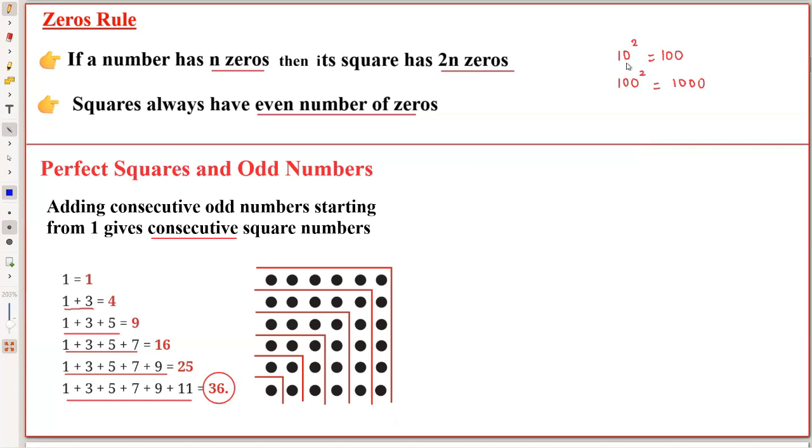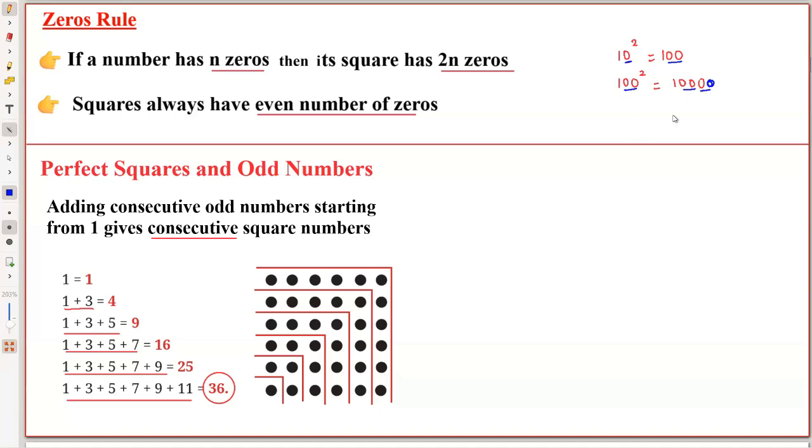For example, 10 square. Here we have only one zero. While taking the square, we have 2 zeros. Here 2 zeros, while taking the square, will become 4 zeros. 2n, 2 twos are 4. We will have 4 zeros.